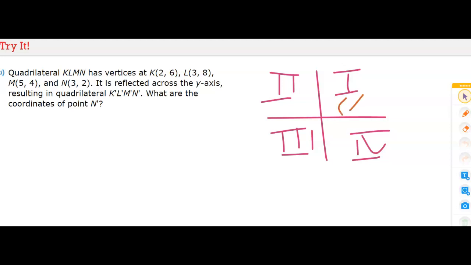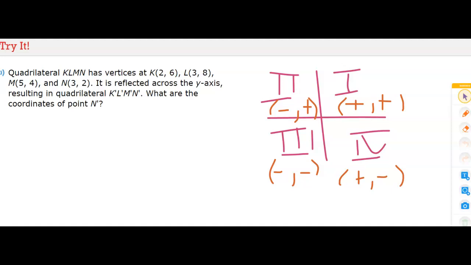Our x and y here are positive in quadrant 1. In quadrant 2, our x is negative and our y is positive. In quadrant 3, we have negative x and y. And in quadrant 4, we have a positive x with a negative y. So with that visual, it's asking what are the coordinates of point N after being reflected.